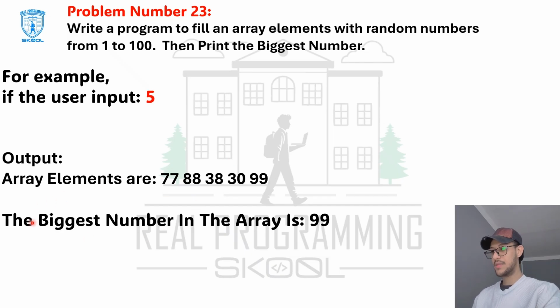The biggest number, and after that, print this string with the result: the biggest number in the array is 99. That's true, because the biggest number among these elements of the array is 99.